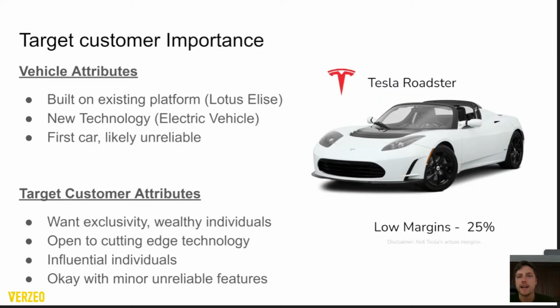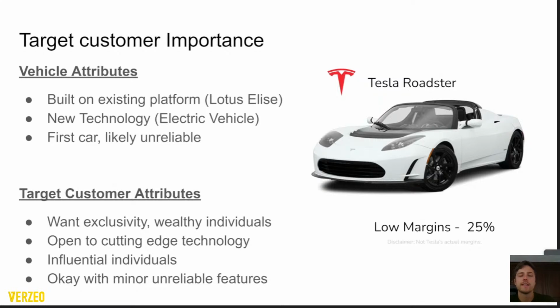that might not be as enticing as coming out of the box with a sports car, a little fun car that you can drive. People who buy sports cars usually have more disposable income, so they can afford a car like this. Maybe the car is not as reliable as your average sedan, your average SUV, but that's okay because these individuals want to be known for their purchases. They want to have the notoriety of a Tesla.